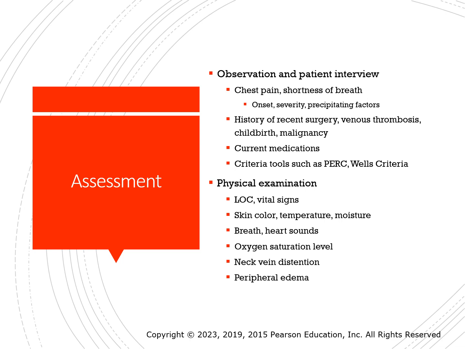In particular, assess for chest pain, shortness of breath, and other symptoms, including onset, severity, and precipitating factors, history of recent surgery, venous thrombosis, or other risk factors such as childbirth or malignancy, and current medications. The patient interview may include using one or more of the criteria tools such as the PERC or Wells criteria, and assess the patient's relative risk of PE. And you may not have time to do a detailed one. You may walk in the room and the patient's short of breath and you've got to move. You shouldn't stand there and just ask them a lot of questions.